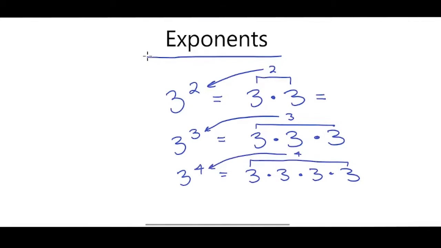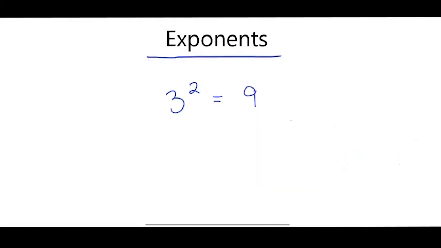All right. Let's say I have 3 to the second power here. So that's 3 times 3, which is 9. 3 to the third power is 3 times 3 times 3. So that's 9 times 3. And that's 27. Here I have 3 to the fourth power, which is 3 times 3 times 3 times 3. And that is 81.